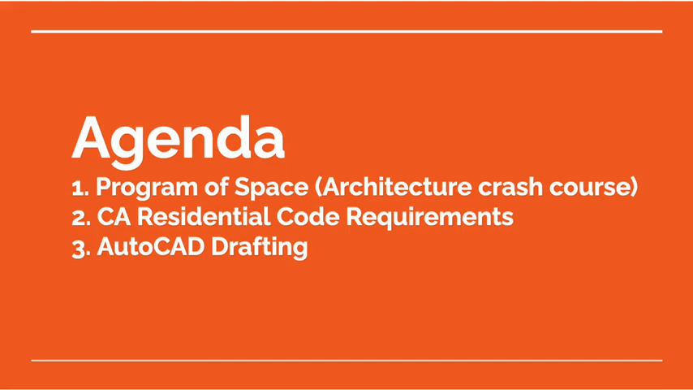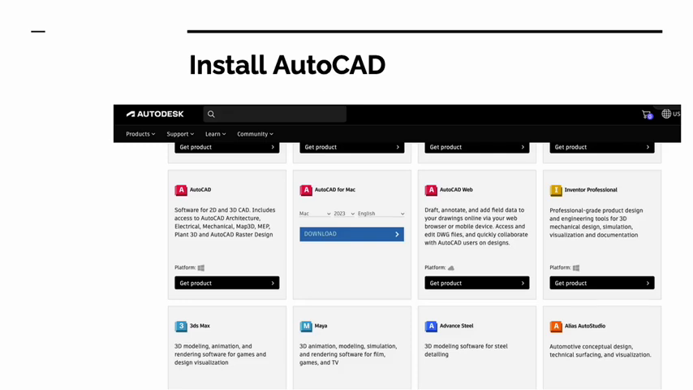The agenda is first learning the program of space, then the California Residential Code requirements for an ADU, and lastly, AutoCAD drafting tips. Let's start with installing AutoCAD. You can download AutoCAD for both Mac and PC through the Autodesk website. If you're a student, you can get it for free with a student account. Google Autodesk Student, follow the instructions, and access their full suite of products.